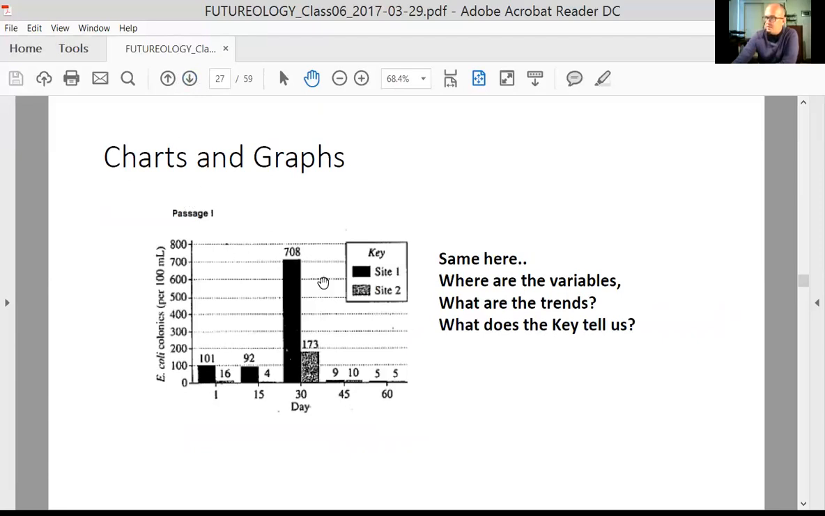So here's another chart or graph. I think this is from the first passage on the 2009-04 packet. It has a y-axis, it has an x-axis, and it's got some bar chart things with some numbers. And super important, it has a key. And you can bet they're going to ask questions about the key.